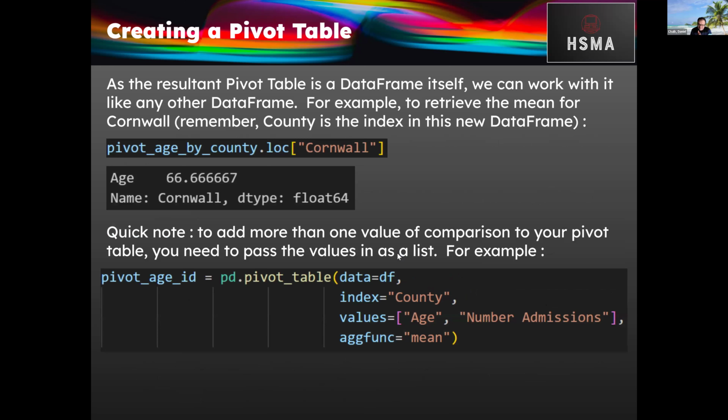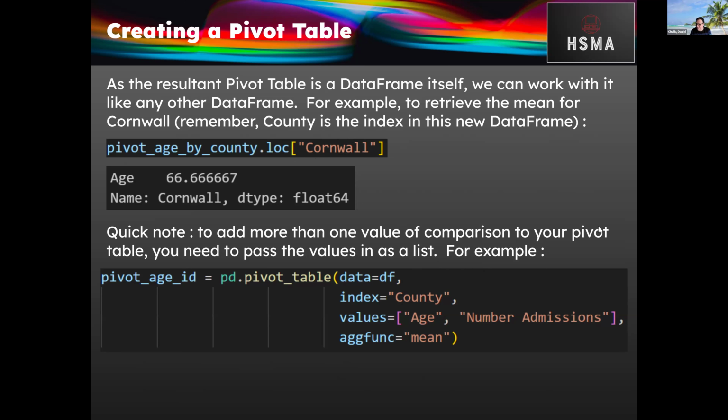We told it that's what we wanted the index to be. So because the pivot table is in itself a data frame, we can do exactly the same with the pivot table that we can do with any other data frame, including the data frame that we used to generate the pivot table. So we could, for example, retrieve the mean for Cornwall just by specifying the index. Remember, county in this data frame, the pivot table, is now the index. So I can give the .loc command. I can provide Cornwall as the index, and it'll return the entry for Cornwall.